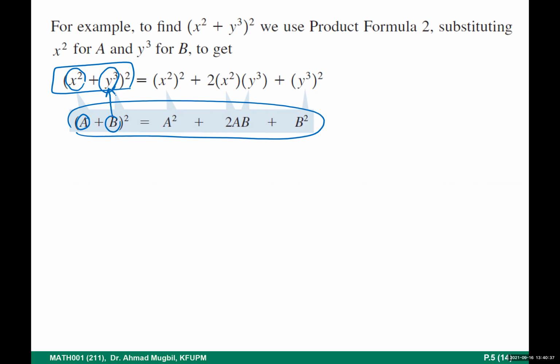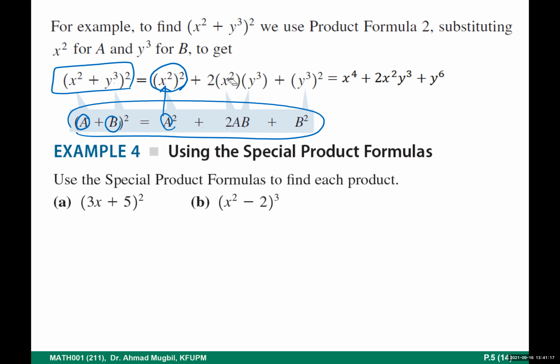Y cubed. So what you will do to distribute the square is x squared all squared, which is A squared. Then 2 times A times B, the double of the product of A and B. And of course, the square of the last term, the second term. You will simplify then. This will be x to the power 4. Then the 2x term will be to the power 5? It will stay the same because they are not like terms. You cannot multiply them, since they do not have the same base. And the last one will be y to the power 6.